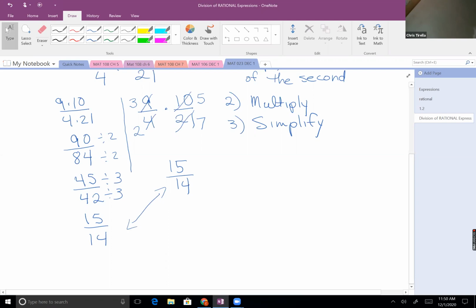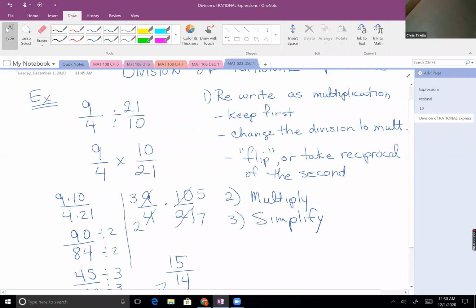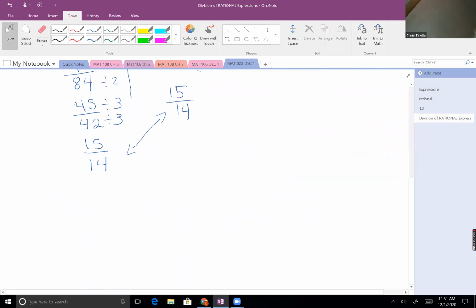But what's key here is that we remember that the rule for division is we don't divide. We take that division problem and rewrite it as a multiplication problem using what you might remember having heard before. Keep the first one, change the division to multiplication, and take the reciprocal of the second. To divide fractions, we're going to multiply by the reciprocal. And we're going to see that we do the exact same thing with algebraic fractions.